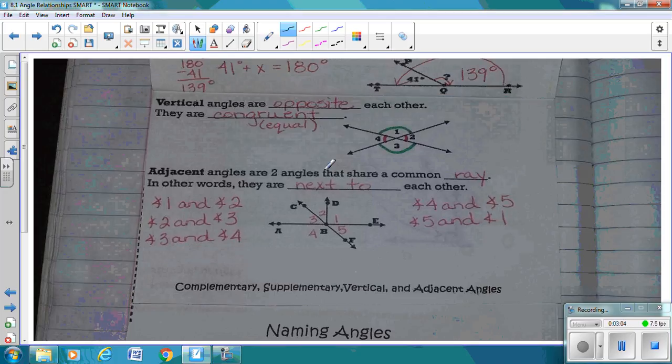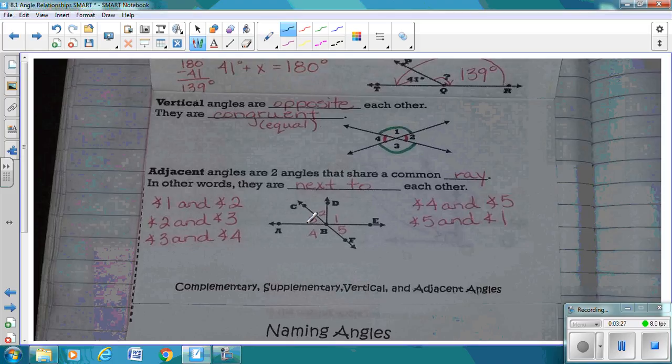Adjacent angles are two angles that share a common ray. In other words, they are next to each other. So adjacent, the word adjacent means next to, and they're going to share a ray that's in the middle. So adjacent angles here would be 3 and 4, 4 and 1, 1 and 2, 2 and 3.